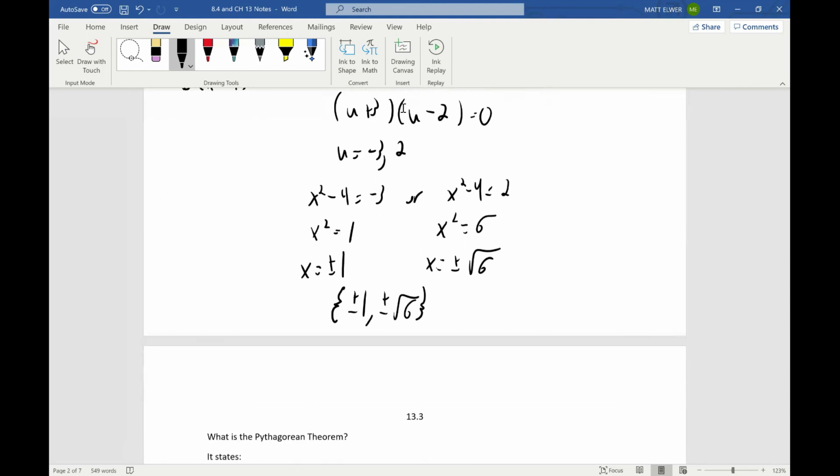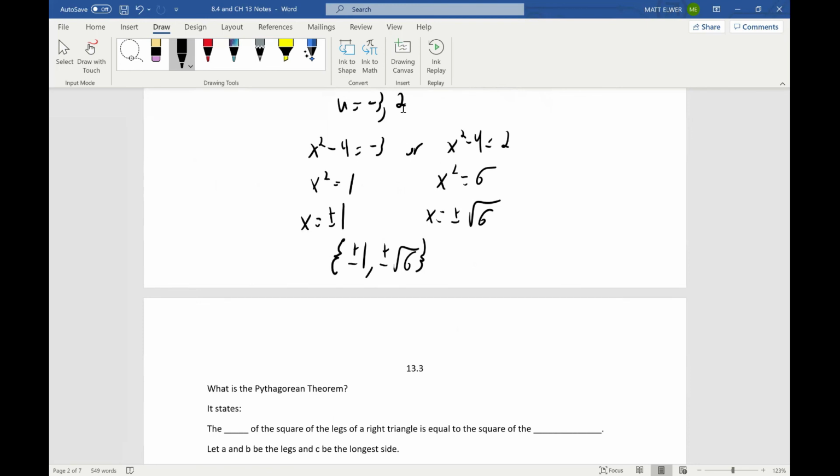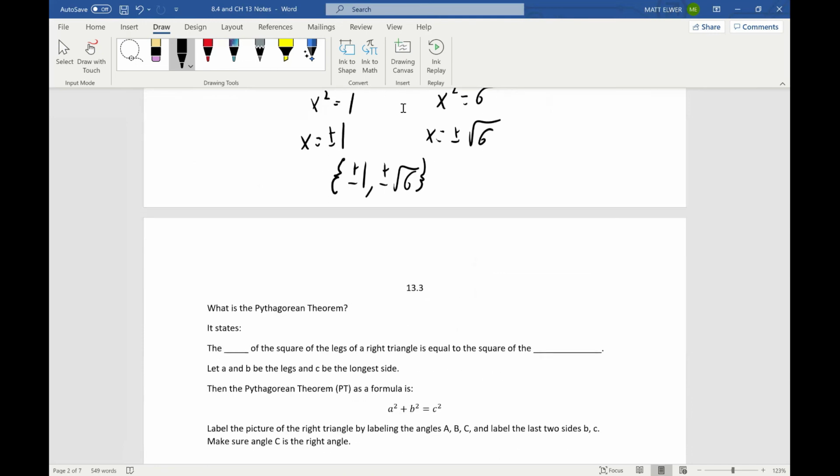Okay. All right, so that's the rest of chapter 8. Chapter 13 is going to be all about geometry and trigonometry. So this will be our last chapter for this semester. So 13.3, we're going to talk about the Pythagorean theorem.